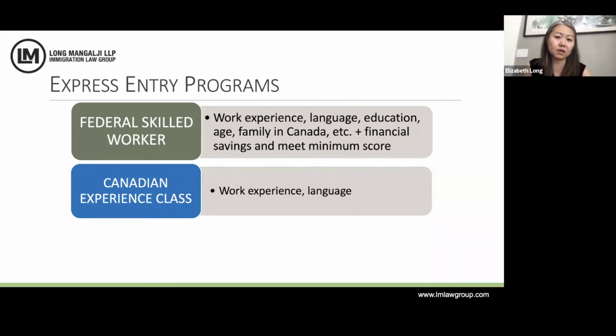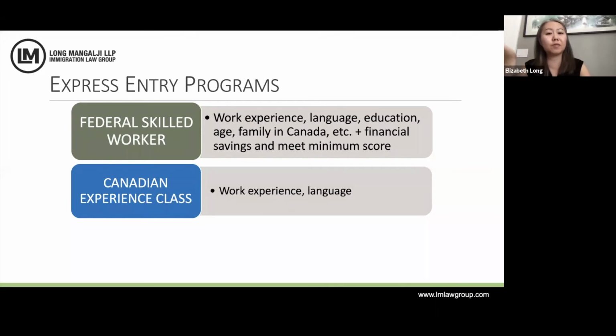full-time student. When you're not a full-time student, then you can calculate the work experience, including the work experience that you have when you finish your program and you're waiting for your postgrad work permit. You file the postgrad work permit, you're waiting for it, that work experience can be counted.